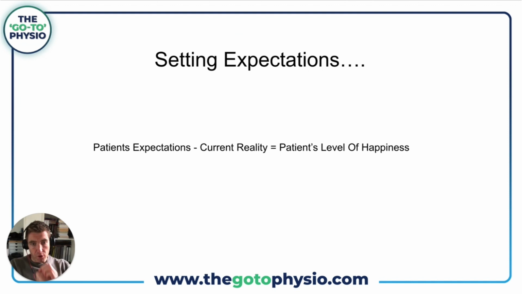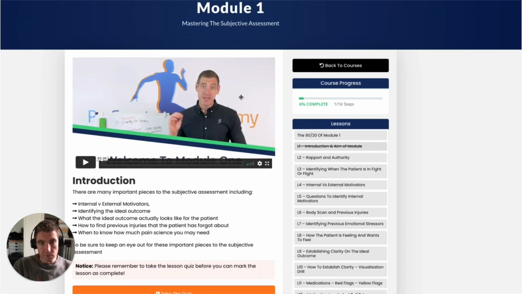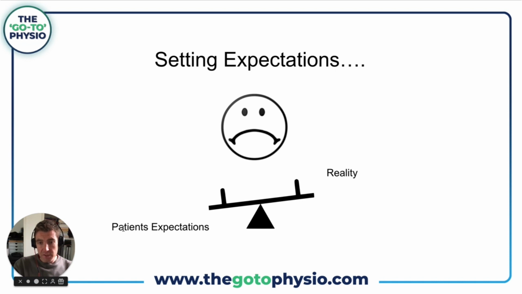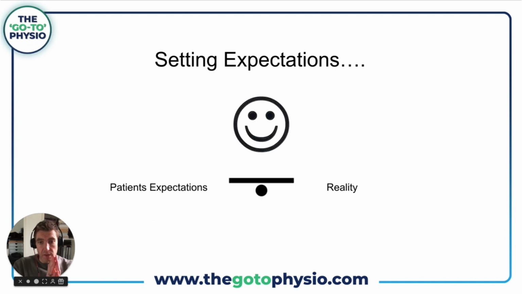Okay, so this is the formula that we look closely at in module 1 of the mentorship, but also in terms of the overall experience for the patient. In module 1, we focus a lot on the subjective assessment, and there's a lot that we talk about with this, but this is a key formula that we use to make sure we get the balance right. Ultimately, if the patient is expecting something completely different to reality, i.e. what they're getting, then you're probably going to have a very unhappy person. If they come in thinking they're getting one thing and they get something else, they're probably not going to be very happy. So the key thing here is to get the patient's expectations on the same level as what's actually going to happen.